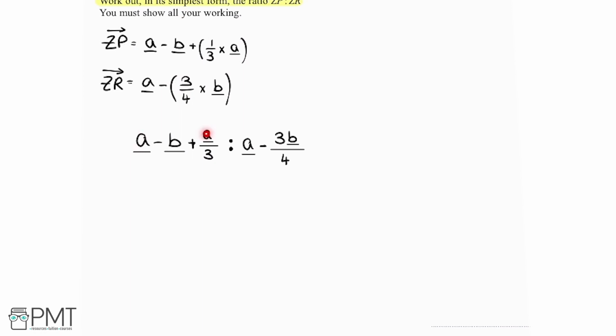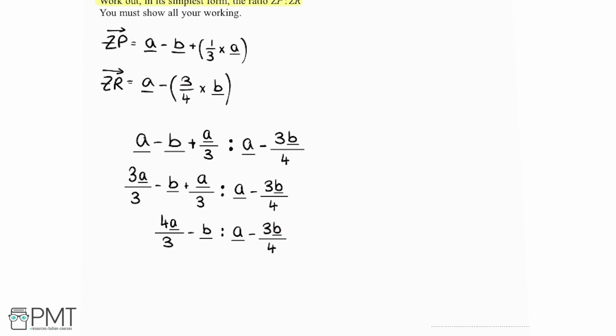So we can see, okay, on the left-hand side here, we've got an A component here and an A component here. So I'm going to try and merge them together. So what I've done here is I've multiplied the top and bottom of this element by 3. So it's the equivalent fraction. But what that now means is I've got a common denominator here and here. So that gives me 4A over 3 minus B. And then the same here on the right-hand side of the ratio.